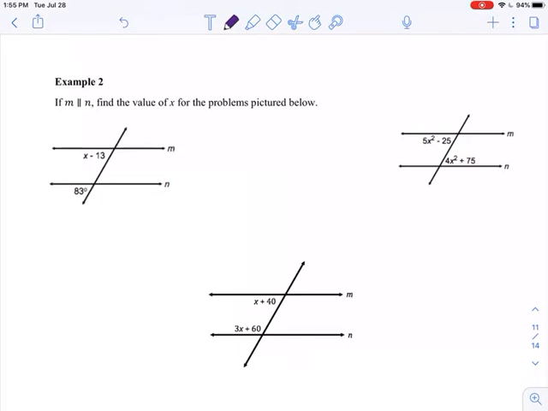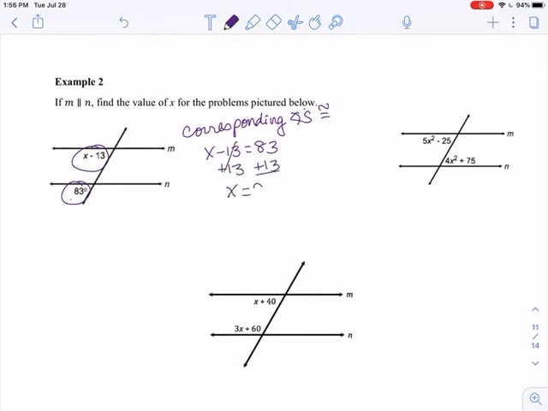And sometimes you can even tell by looking, like this is an acute angle, this is an acute angle. These angles right here are corresponding angles. Corresponding angles are congruent. They're in the same exact spot. So all I'm going to do is set them equal to each other. X minus 13 equals 83. And I'm going to solve for x.